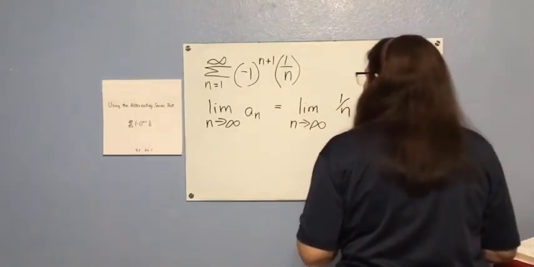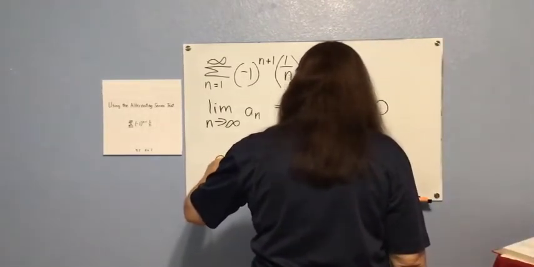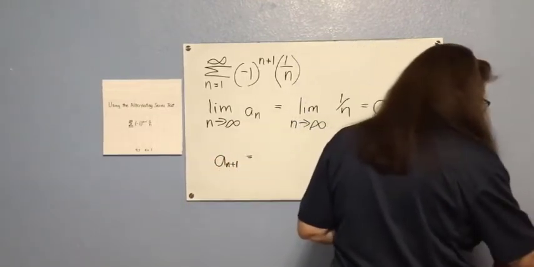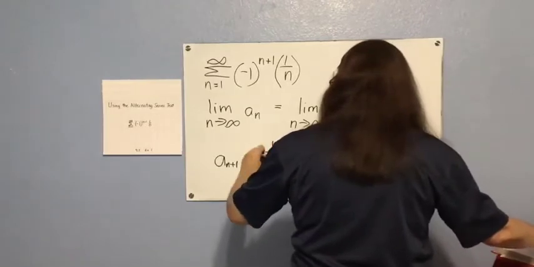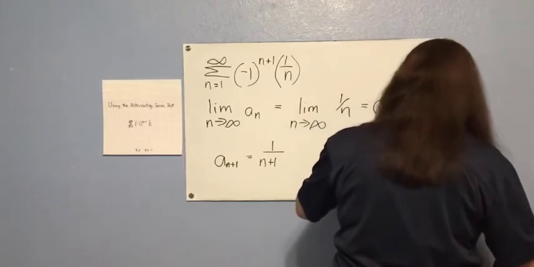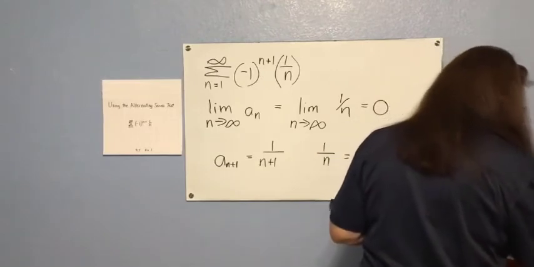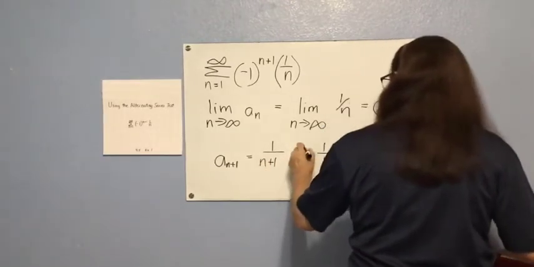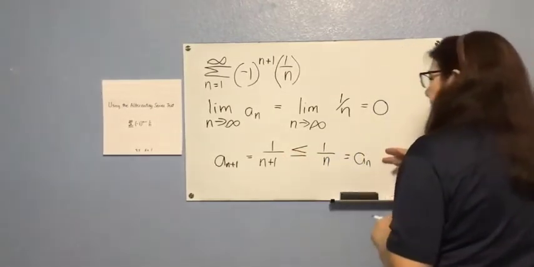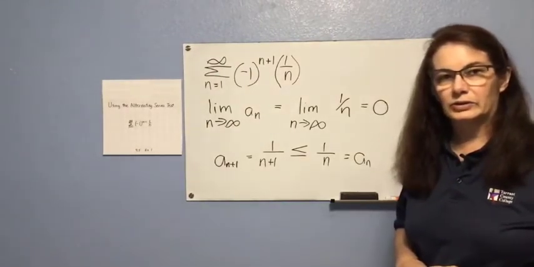Now let's look at the successive terms. A sub n plus 1 is equal to 1 over n plus 1. And a sub n, of course, is equal to 1 over n. And this term, a sub n plus 1, is always less than or equal to a sub n. So we've met our other condition. And we know that this series converges.